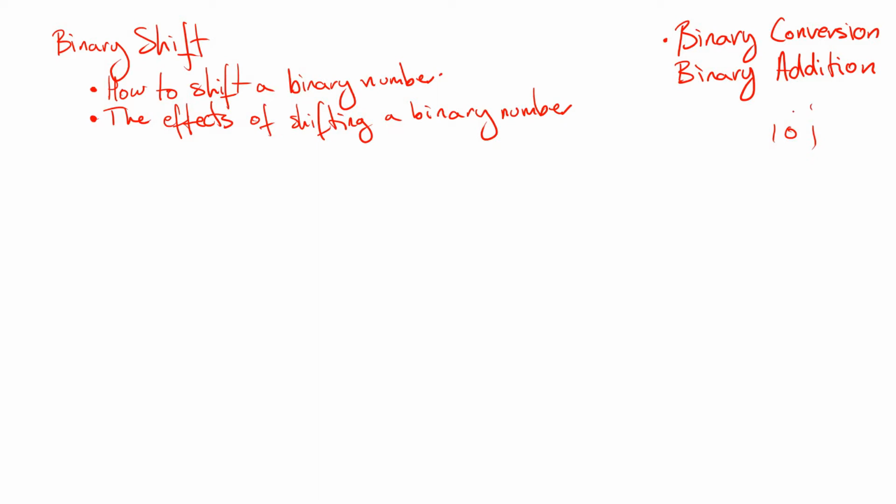Well, we need to put its place values on the top here, and we just add all of the place values that have a 1 underneath it, and we get the number 5. So that was binary conversion.